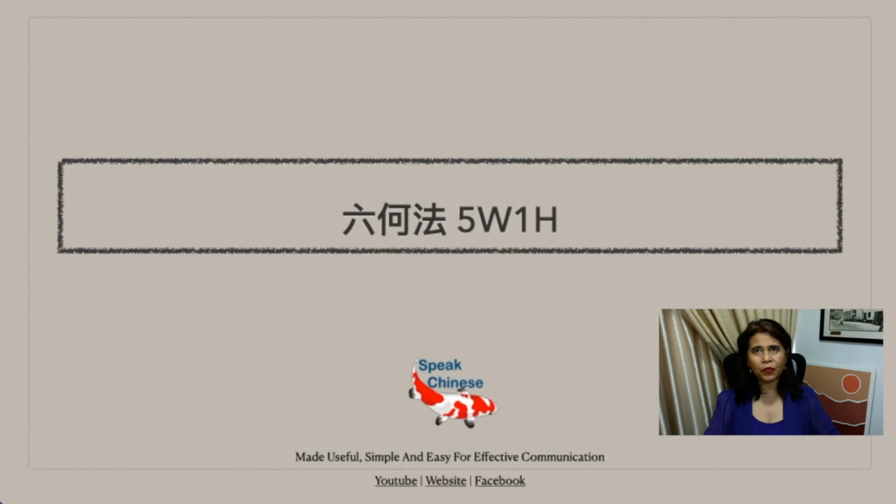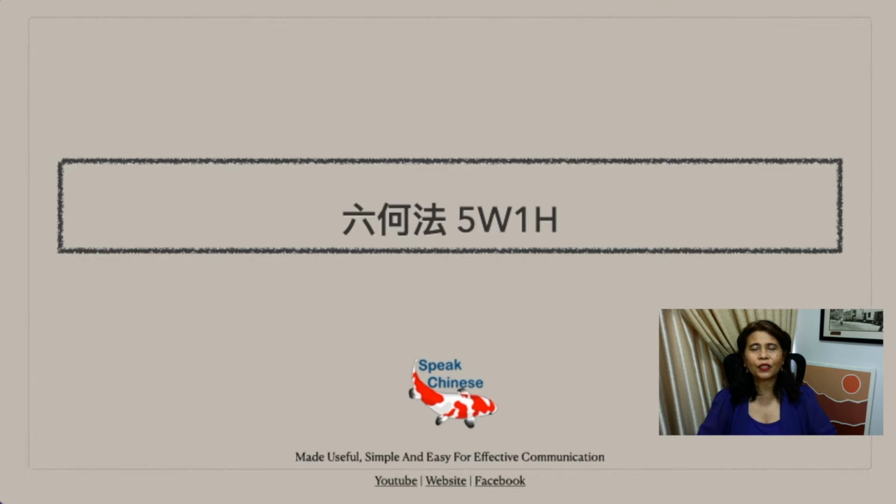What I'm going to share with you is called the 六合法. 六合法 is also called the 5W and 1H. Have you ever tried using the 5W and 1H in English? For example, what, where, why, when, who, and how. So this is 5W and 1H. Now, why is it 六合法? Because we are saying the 5 W's and 1 H. Therefore, 5 plus 1 is 6.